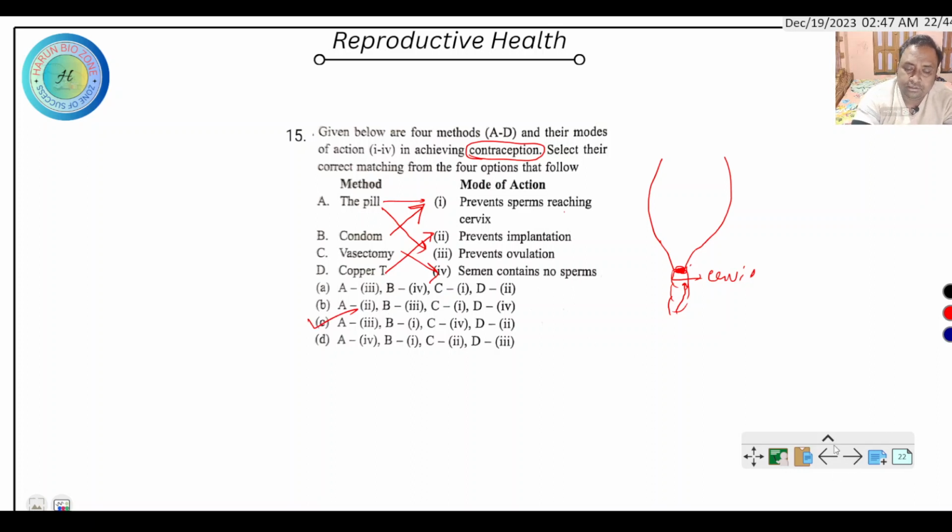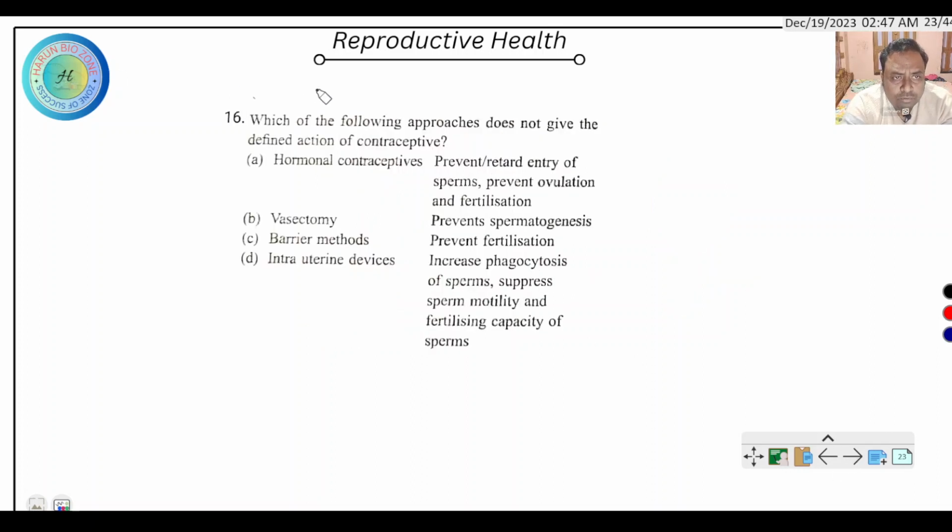Next question: which of the following approaches does not give the defined action of contraception? First, hormonal contraceptive. What is the function of hormonal contraceptive? Thinning the endometrium, developing cervical mucus, preventing ovulation, preventing fertilization. So it prevents or retards entry of sperm, prevents ovulation and fertilization.